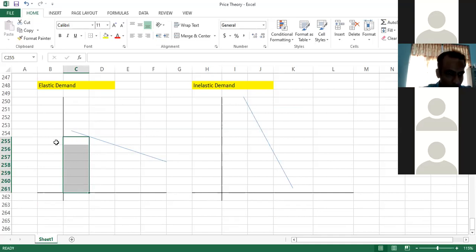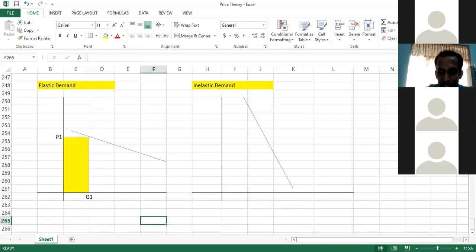If this is the price of the product, let's say P1, so this is the current price of the product, and this is the current quantity of the product. So this particular area, what does it represent? This area represents price into quantity, which means what?